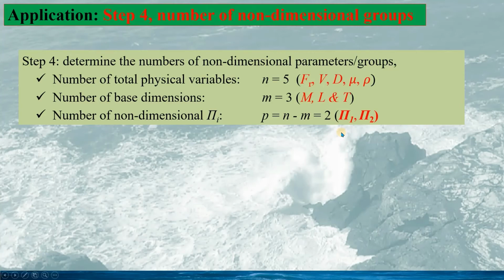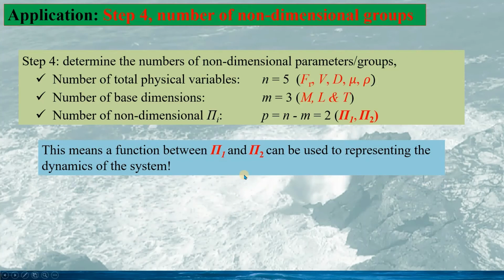That means, in this dynamic system, there would be 2 non-dimensional parameters, pi 1 and pi 2. This also means the function between pi 1 and pi 2 can be used to represent the dynamics of the system.